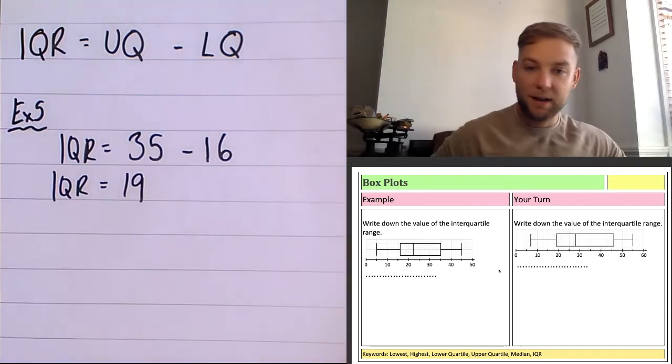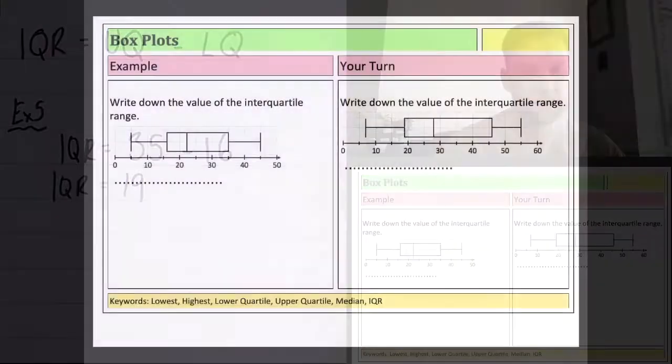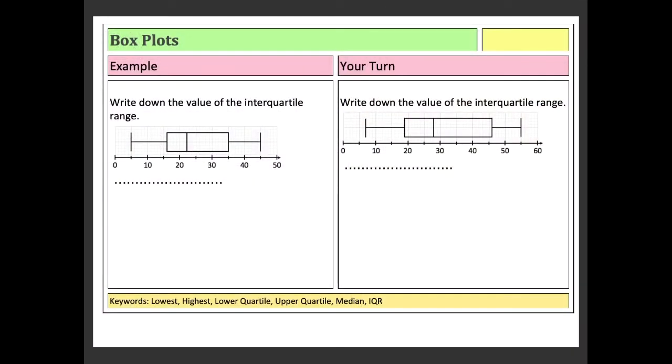So pause now and have a little go at that one on the right yourself. It shouldn't take you too long. Okay, let's have a little look at it together.